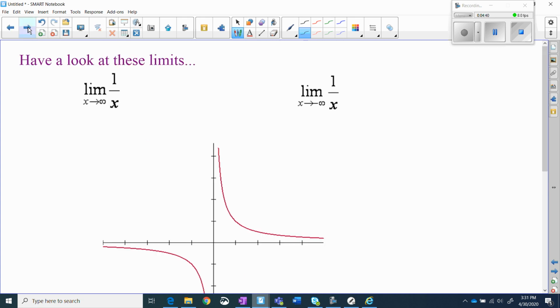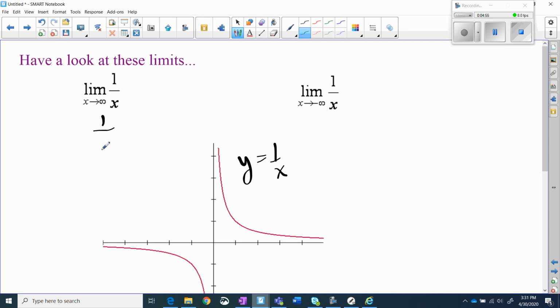So we need to learn how to do these limits algebraically. If I have the limit of 1 over x as x is getting really, really big, well, this is the graph of y equals 1 over x, if that'll help you, but we can kind of reason our way through this.